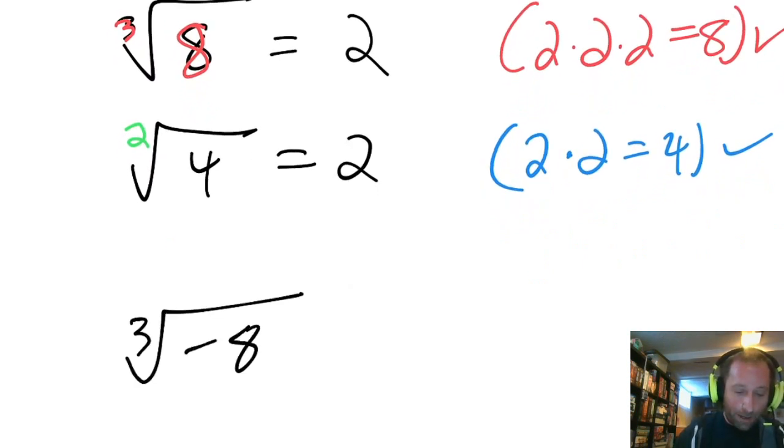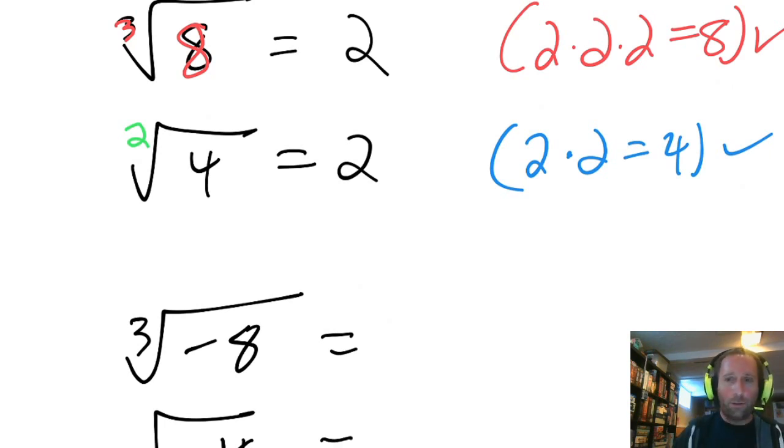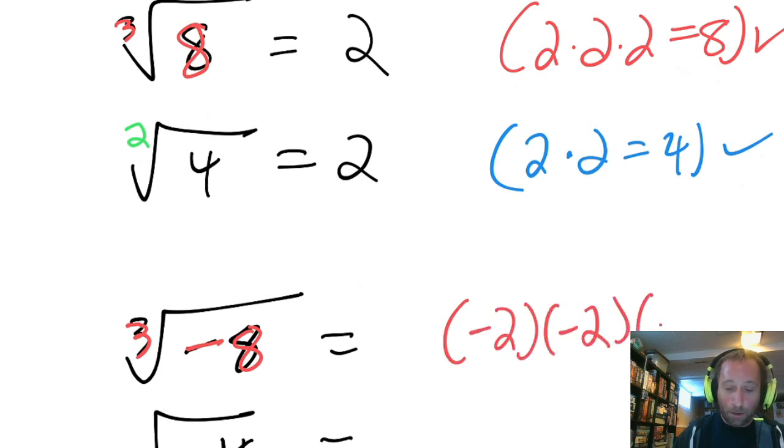The cube root of negative 8 and the square root of negative 4. Do they have solutions? For the cube root of negative 8, we would want a number such that when we raise it to the power of 3, it gives us negative 8. Does such a number exist? It does. Negative 2 times negative 2 times negative 2 is equal to negative 8. So there is actually a solution for the cube root of negative 8.